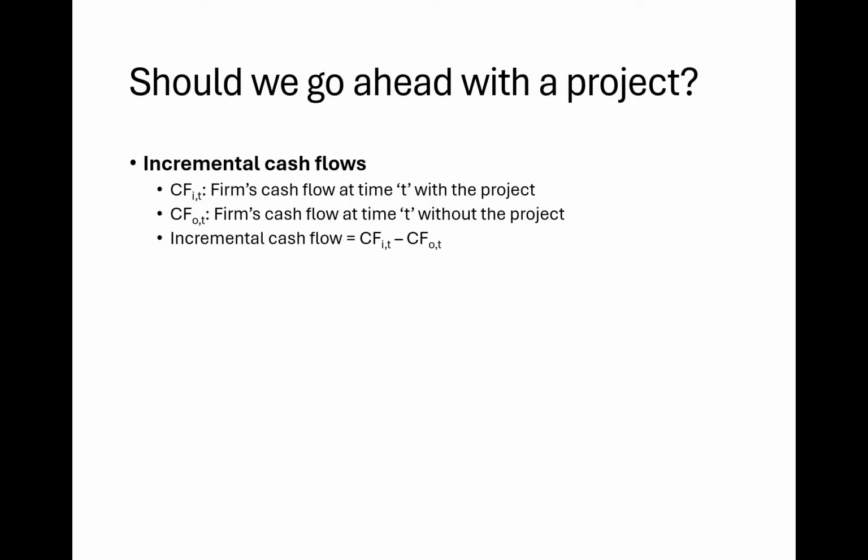So CF1t is the firm's cash flow at time t with the project, and CF0t is the firm's cash flow at time t without the project. So incremental cash flow is defined as the difference of these two.